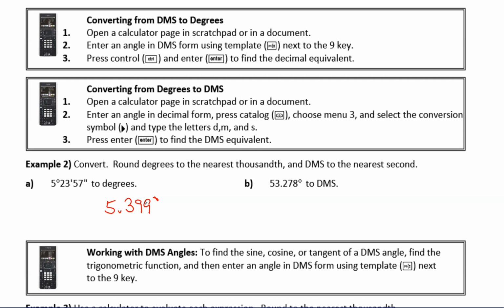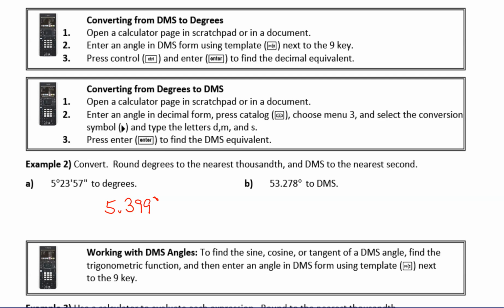We're going to try together going the other direction, 53.278 degrees to degrees, minutes, and seconds. This time we're going to round to the nearest second. In order to do so, we'll open a calculator page again, and then we're going to enter the angle in decimal form, press Catalog, and then choose Menu 3, and select the conversion symbol, which is not the regular arrow, but a little sideways triangle, and type the letters D, M, and S for degrees, minutes, seconds, which is telling us that we want to use the conversion and we want to convert it into DMS form. And then press Enter to find the DMS equivalent.